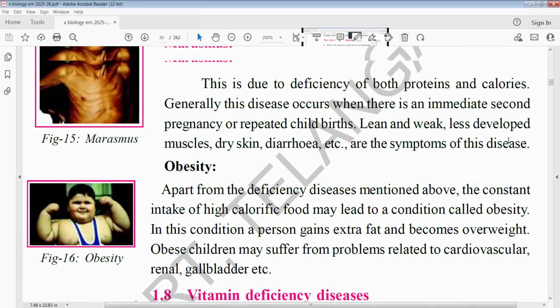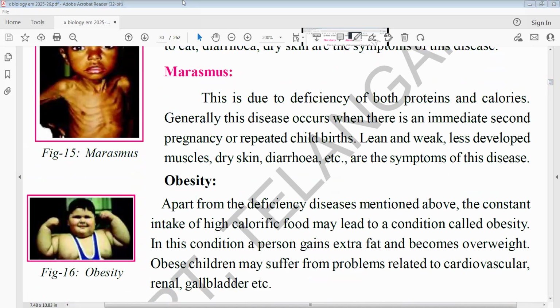Next, another disease, obesity. It is the reverse of the other two. Both kwashiorkor and marasmus are caused by deficiency of nutrients, but obesity is caused by excessive intake of fat-containing materials, overeating and less expenditure. Apart from the deficiency diseases mentioned above, the constant intake of high calorific food may lead to a condition called obesity. High calorific means carbohydrates and fats.